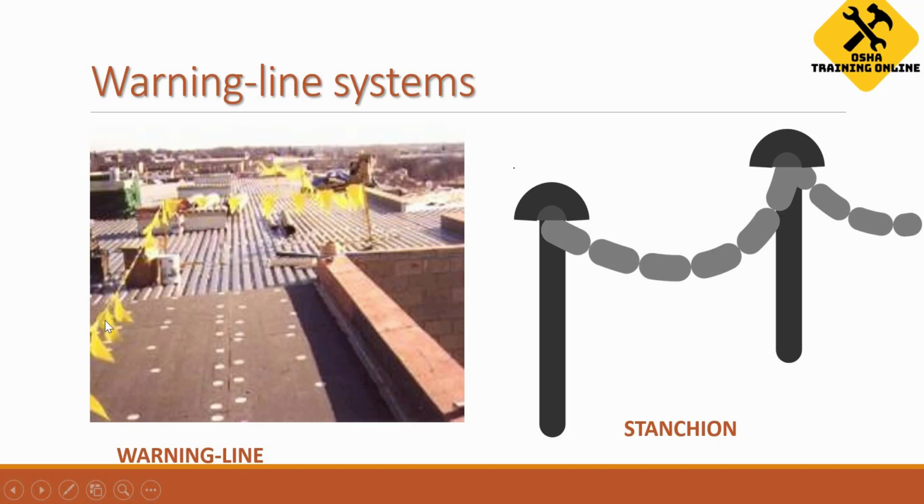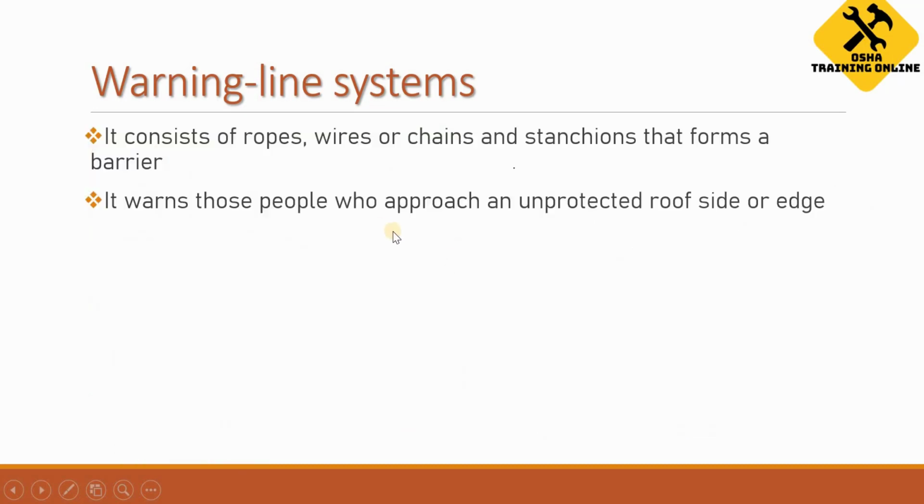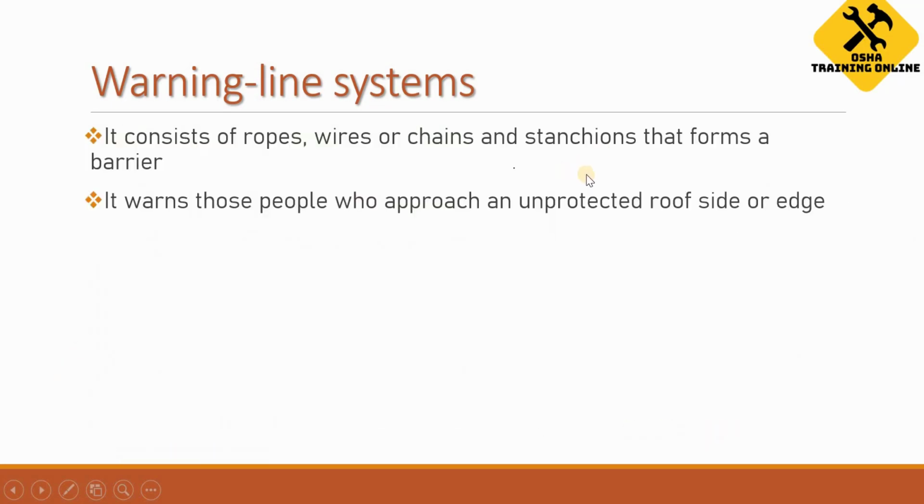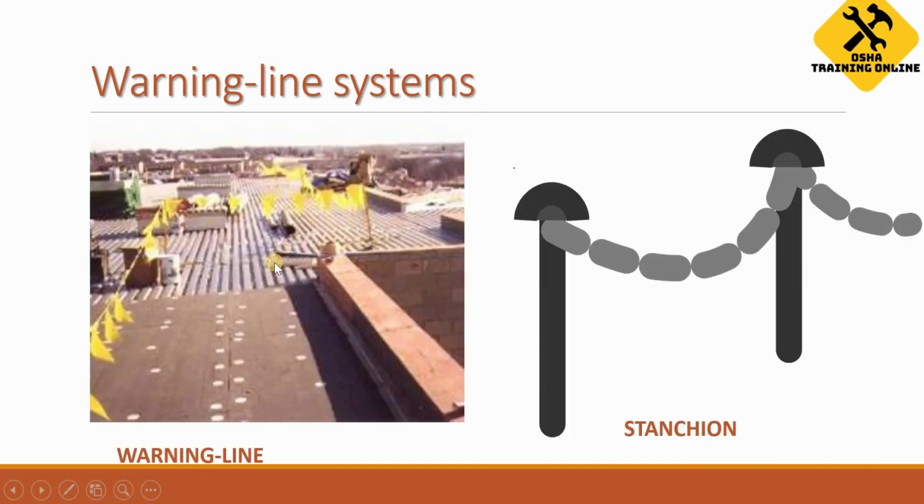So there is basically a warning line system; it may consist of certain ropes. You can see different kinds of wires or different kinds of stanchions in order to protect workers or keep them from approaching this area, because they may fall down from the roof, or certain edges you can see here. So it basically keeps people or workers from approaching this area.